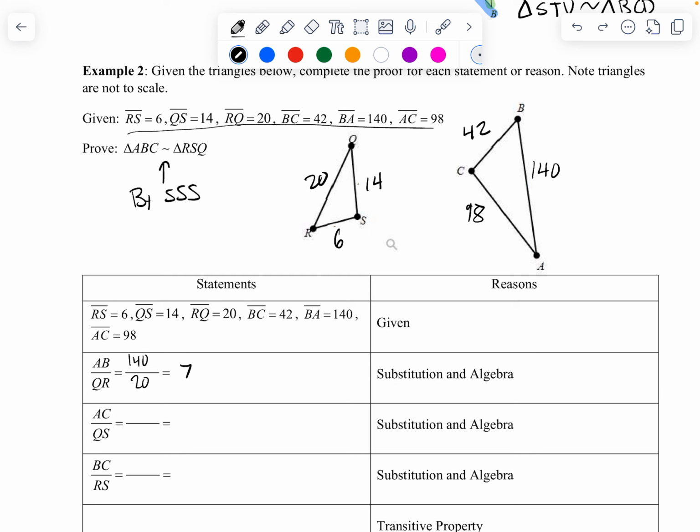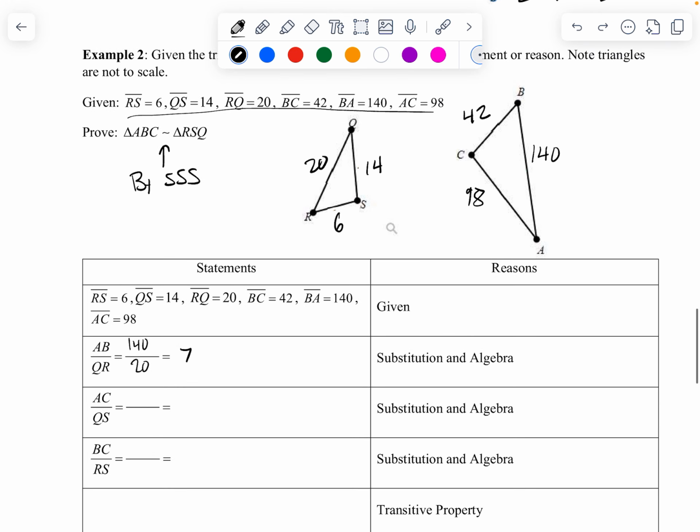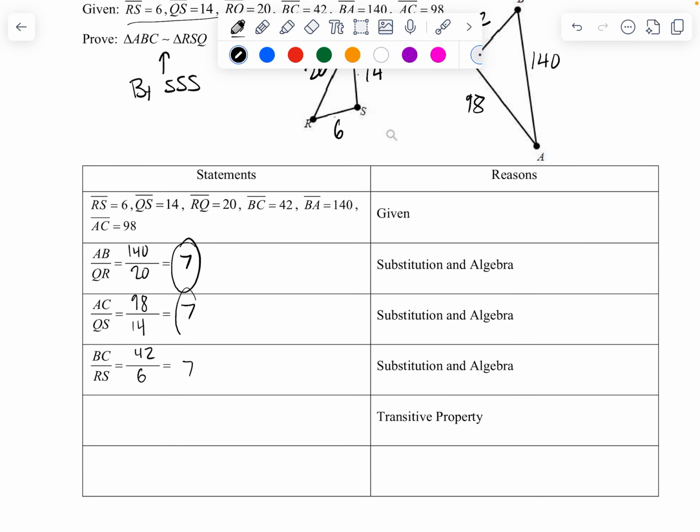Algebra, we simplify the fraction, right? And we're going to have that same reason on all three of these. So AC, 98. QS, 14. All right, now if we divide those two together, you're also going to get 7. And then BC, 42, goes to RS, which is 6, also 7. Now you'll notice we have proportion, proportion, proportion. Those are all the same value.